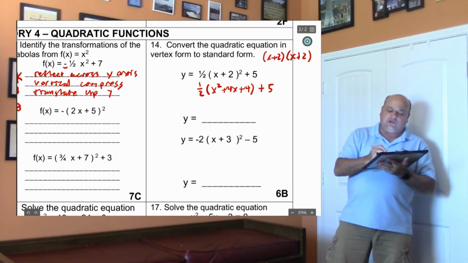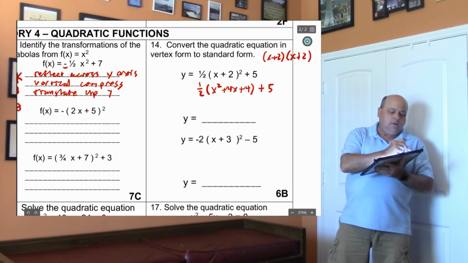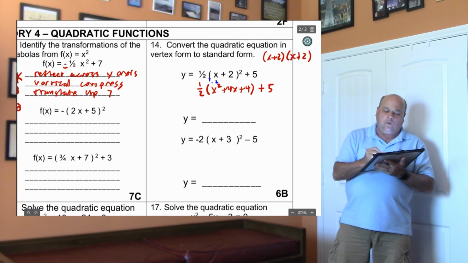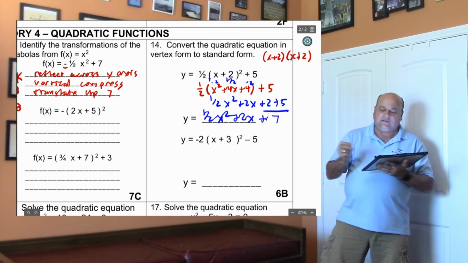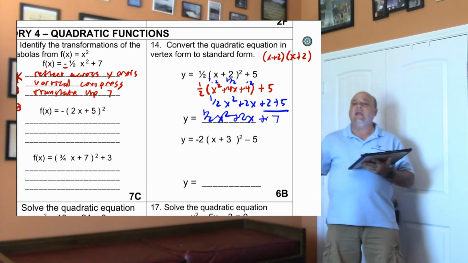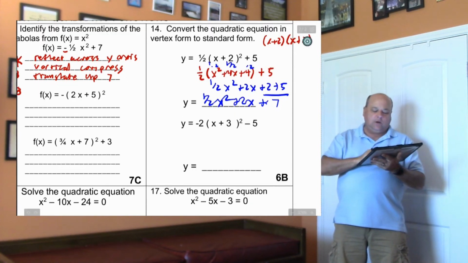The next step is to distribute this 1/2. Okay, so I'm going to distribute the 1/2, and I'm going to get 1/2 x squared plus 2x plus 2 plus 5. Then I'm going to group that: 1/2 x squared plus 2x, sorry, my pen's messing up, plus 7. Piece of cake. Do the next one on your own.